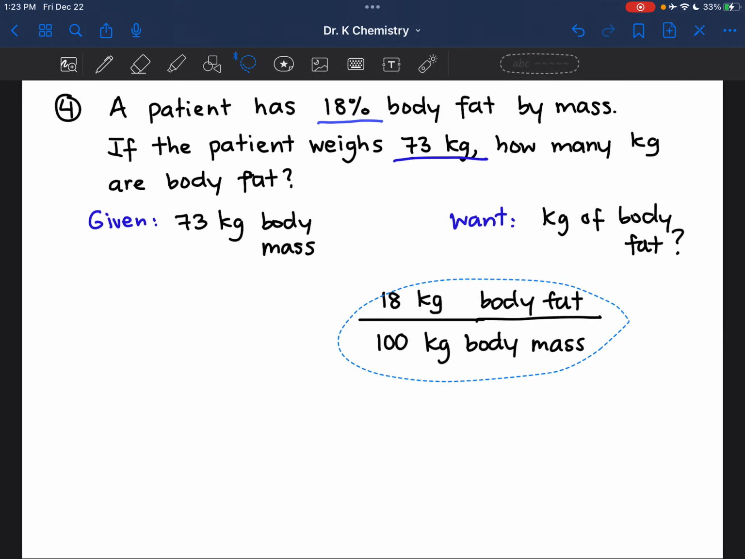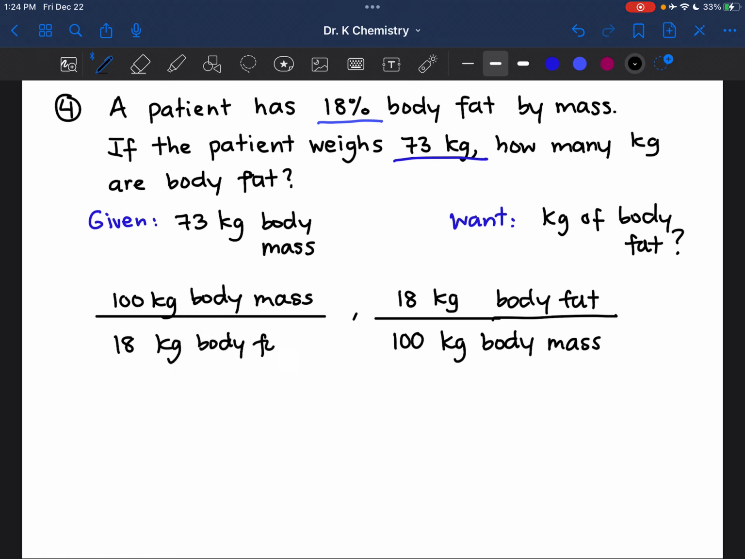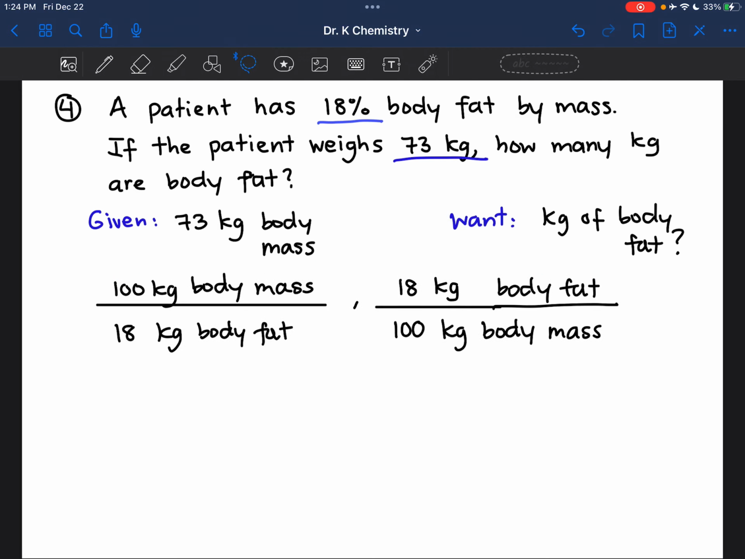So here I have the 100 kilograms of body mass on the bottom and 18 kilograms of body fat up top. I could also flip that upside down. So I could put 100 kilograms of body mass in the numerator and 18 kilograms of body fat in the denominator. So we have our two conversion factors, and we're going to set up the problem just like everything else that we have been doing. So I'm going to start with what's given, and that's 73 kilograms of body mass.